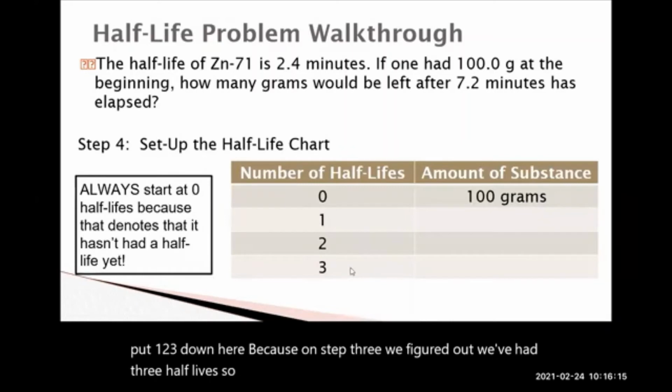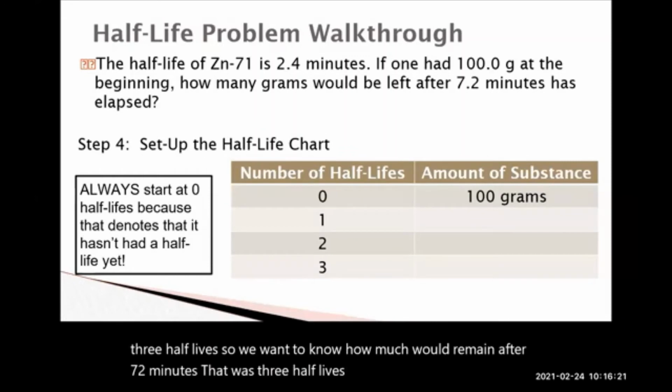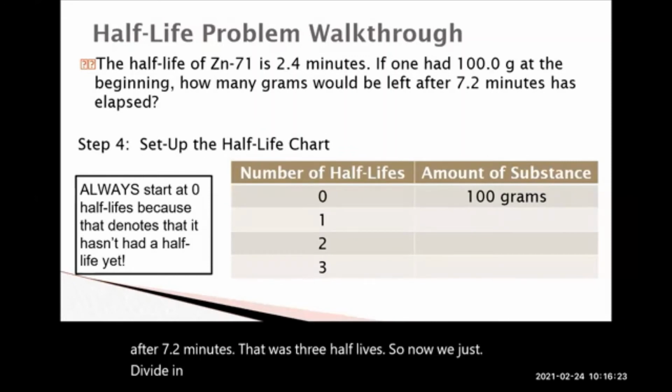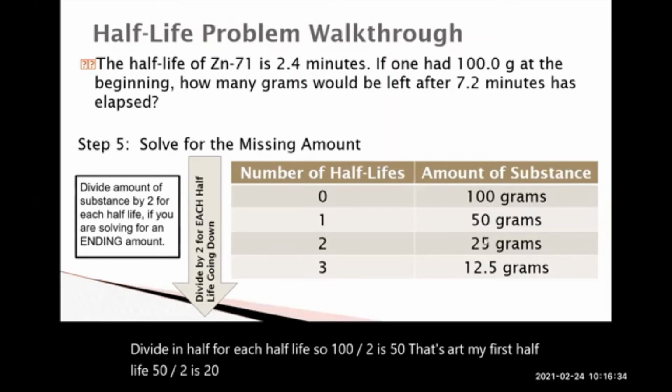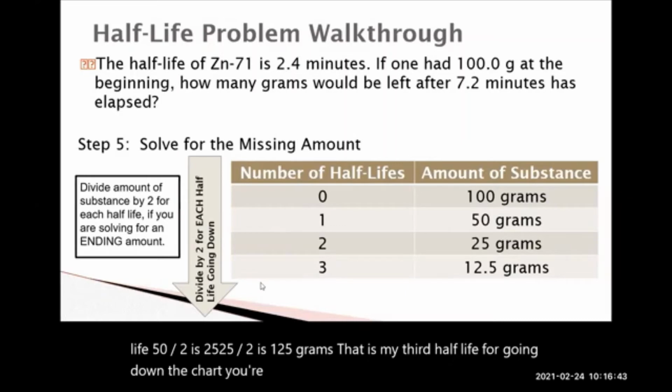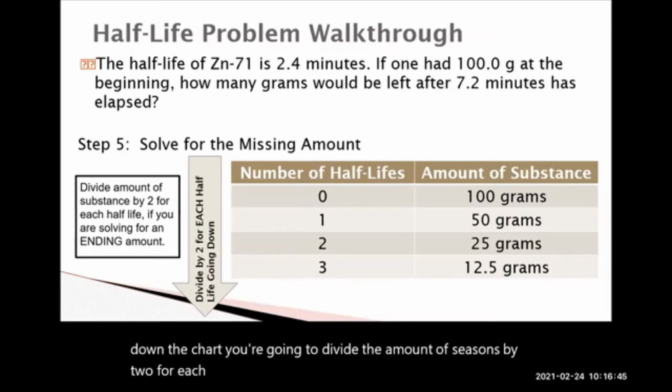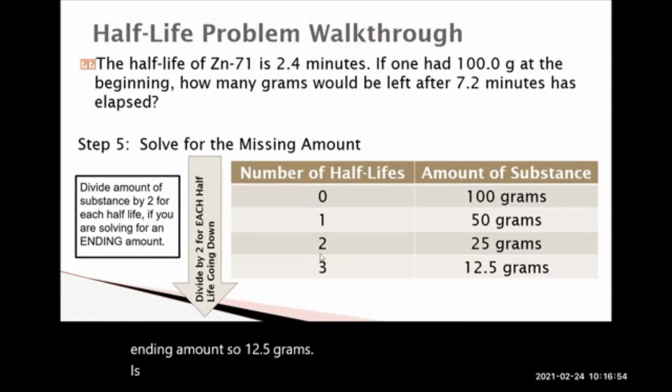So we want to know how much would remain after 7.2 minutes. That was 3 half-lives. So now we just divide in half for each half-life. 100 divided by 2 is 50. That's my first half-life. 50 divided by 2 is 25. 25 divided by 2 is 12.5 grams. That is my third half-life. You're going down the chart, you're going to divide the amount of substance by 2 for each half-life if you're solving for either a remaining or ending amount. So 12.5 grams is my final answer for this problem.